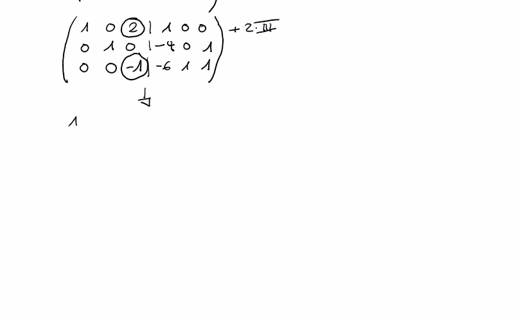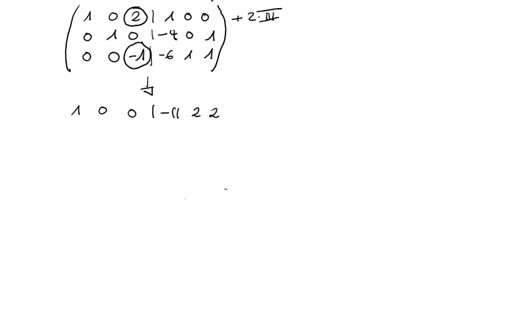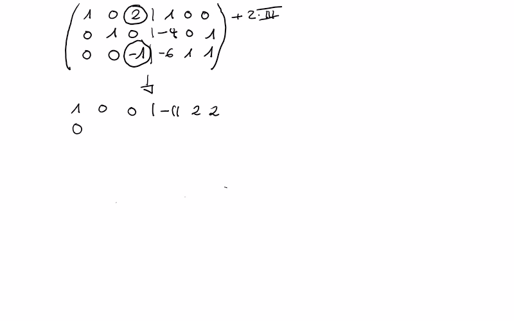So we get 1, 0, and these 2 zeros in the beginning of the third row now help us because they don't do anything anymore, and we get a 0 here. And then we have to do 2 times minus 6 is minus 12, plus 1, that's minus 11. And then we have 2 times 1 plus 0, that's 2, and we have the same thing here. Sorry, we didn't do anything with the second row.